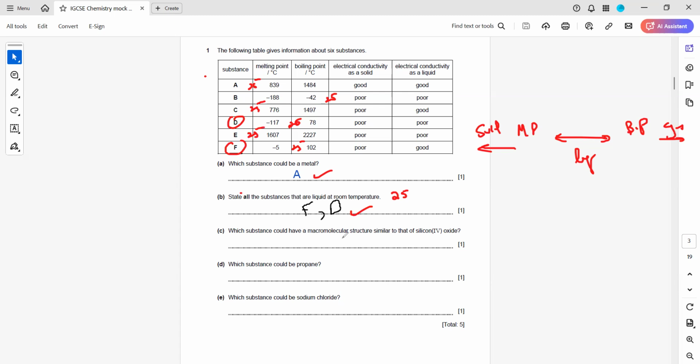Which substance could have a macromolecular structure similar to that of silicon dioxide? To have a macromolecular structure, high melting and boiling point.